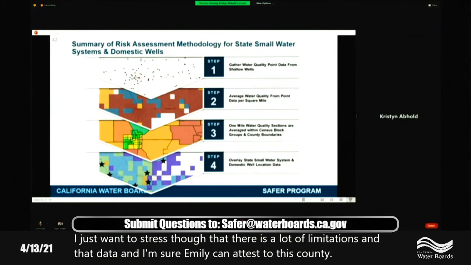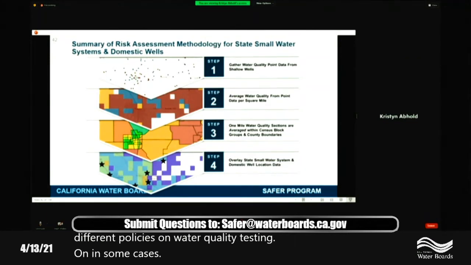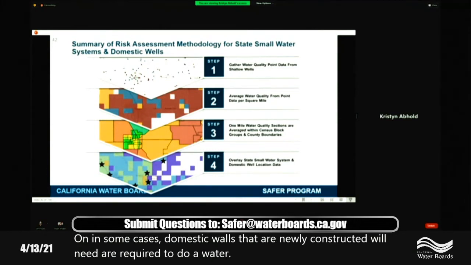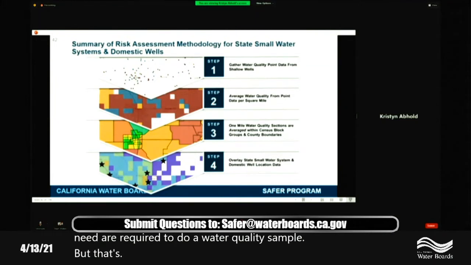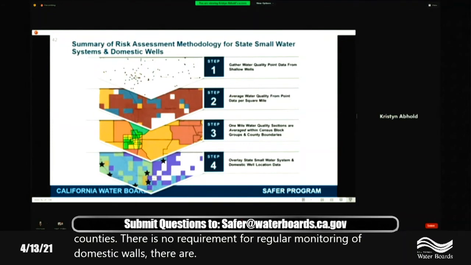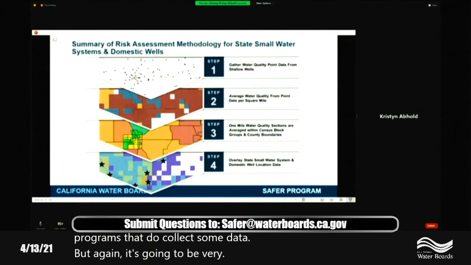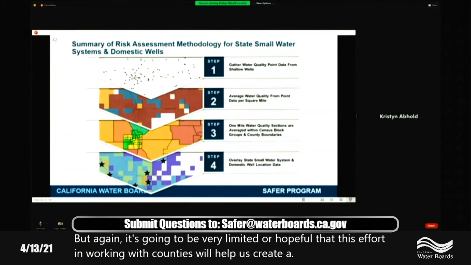Counties have very different policies on water quality testing. In some cases, newly constructed domestic wells are required to do a water quality sample, but that's only true for some counties. In most counties, there is no requirement for regular monitoring of domestic wells. Some have voluntary monitoring programs that do collect some data, but again, it's going to be very limited. We're hopeful that this effort in working with counties will help us create a better inventory of domestic wells and state smalls.